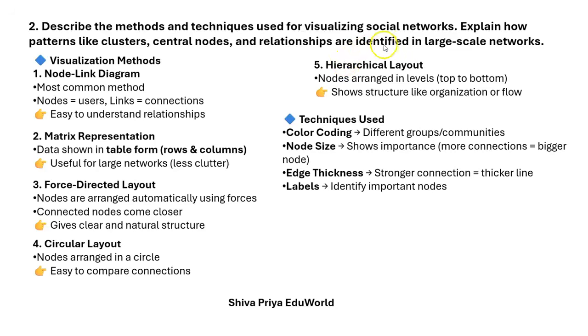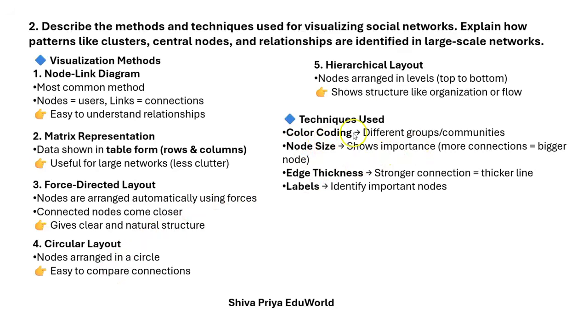And the fifth one is hierarchical layout. Nodes are arranged in levels, that is top to bottom, hierarchical, and it shows structures like an organization or a flow. The techniques used are color coding, node size, edge thickness and labels. These are all the techniques used in social network visualization. Color coding means different groups or communities.